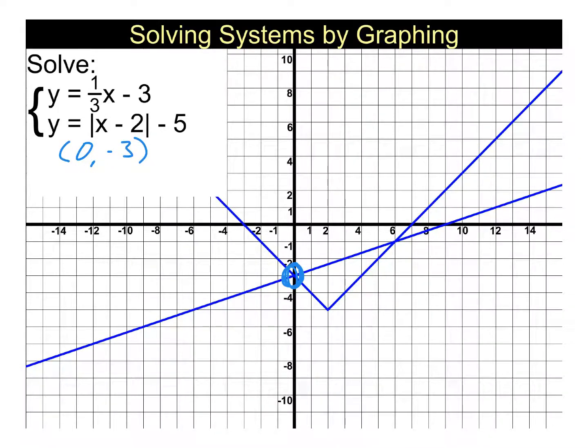The second solution, over here. So we get the coordinates at that point. Our x-coordinate there is going to be 6. Our y-coordinate there is down 1, so it's (6, -1). So then those are our two solutions that we need to include on this problem.